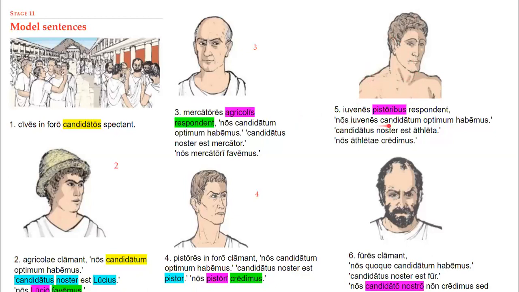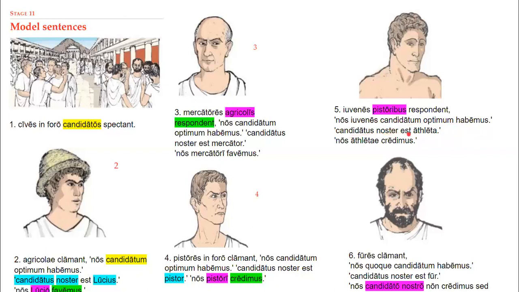Nos juvenes candidatum optimum habemus. Nominative subject, juvenes is in apposition to nos. It is also another nominative plural, third declension. So it is we, and who is we? The youths, we the youths. Accusative direct object, superlative adjective modifying candidatum. Habemus, main verb. So we youths, candidate, the best, we youths have the best candidate.